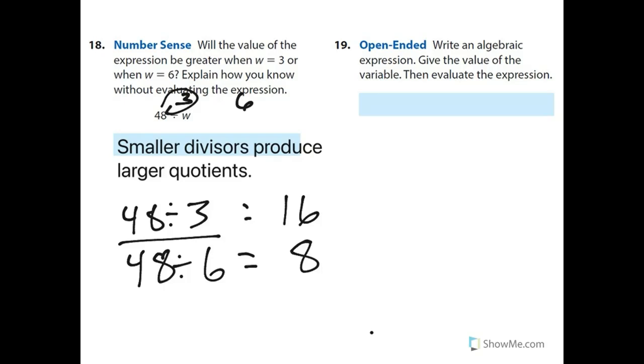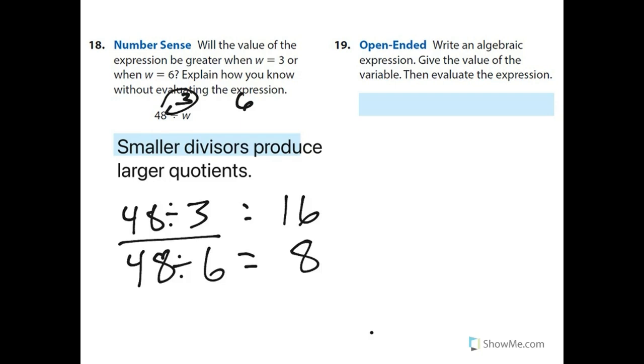Alright, number 19 is open-ended. Write an algebraic expression, give the value of the variable, then evaluate the expression. Here's what I want you to do with this. I want everyone to do this, and then if we're in class, congratulations, I'm going to go around. If you've done it correctly, you get a Jolly Rancher, right? Of course, at home, maybe you can do it and then tell your parents, hey, you should give me a Jolly Rancher for doing this. Alright, go ahead and do that.